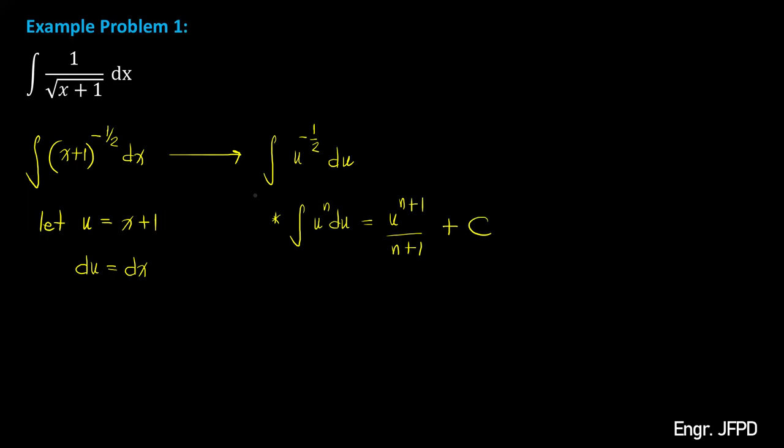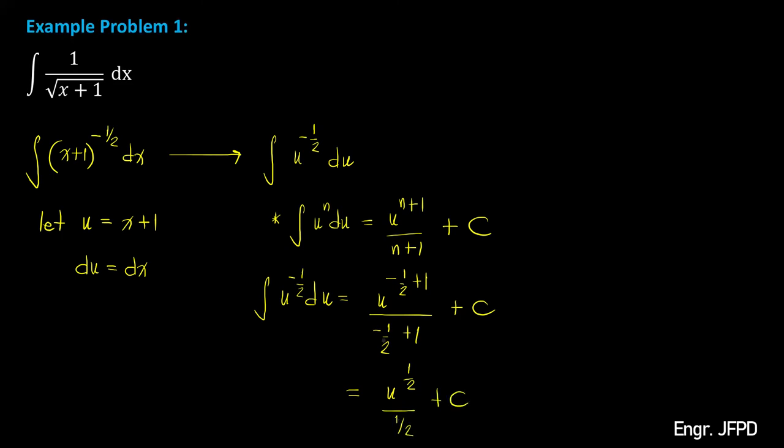plus c. Let's now try to take the integral of u raised to -1/2 du, and this is equal to u raised to the -1/2 plus 1 over the -1/2 plus 1, then plus c. Try to simplify the equation further, this is u raised to negative 1 half plus 1 is equal to positive 1 half, then over positive 1 half plus c.